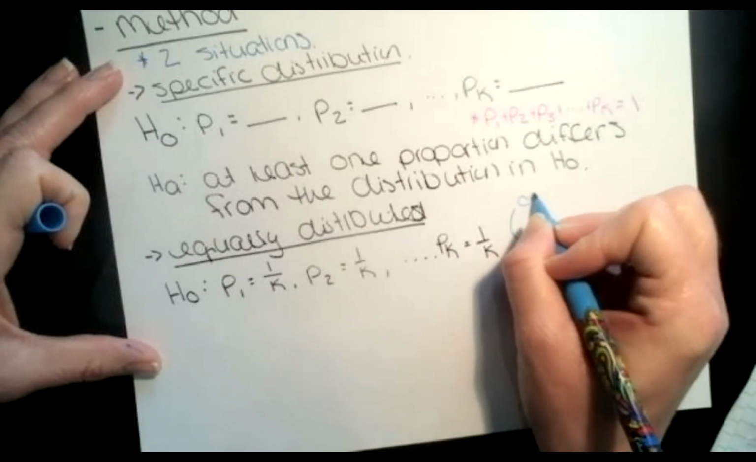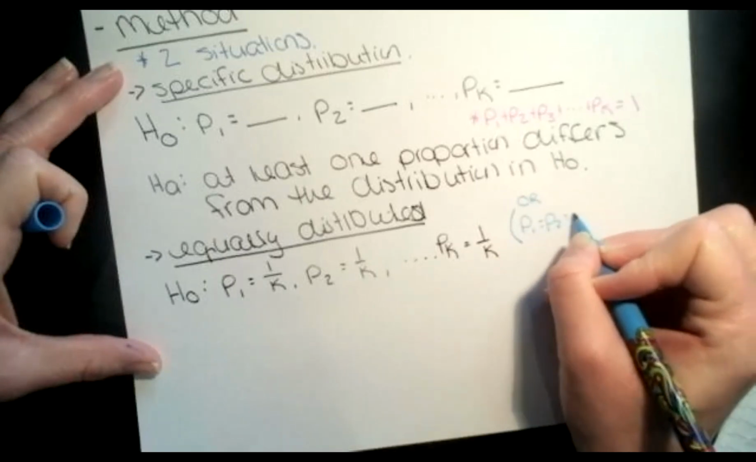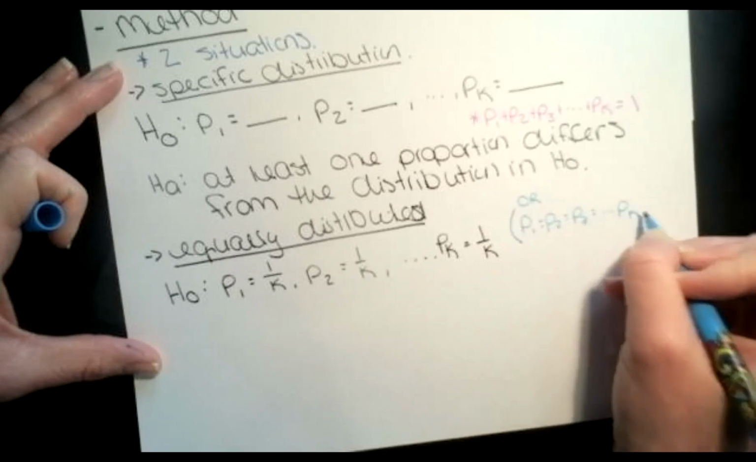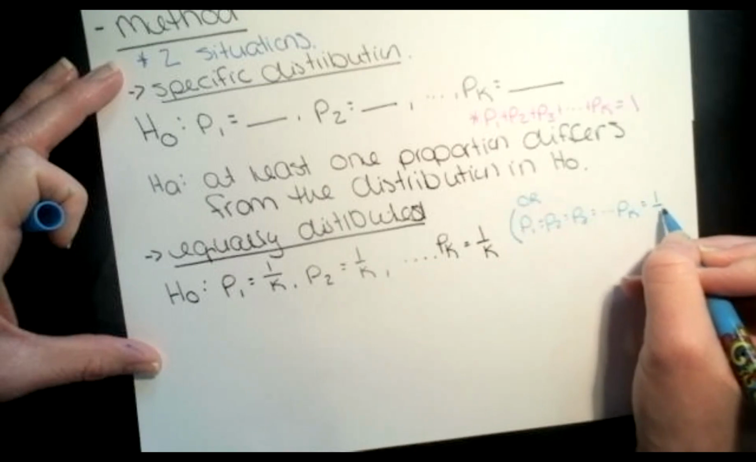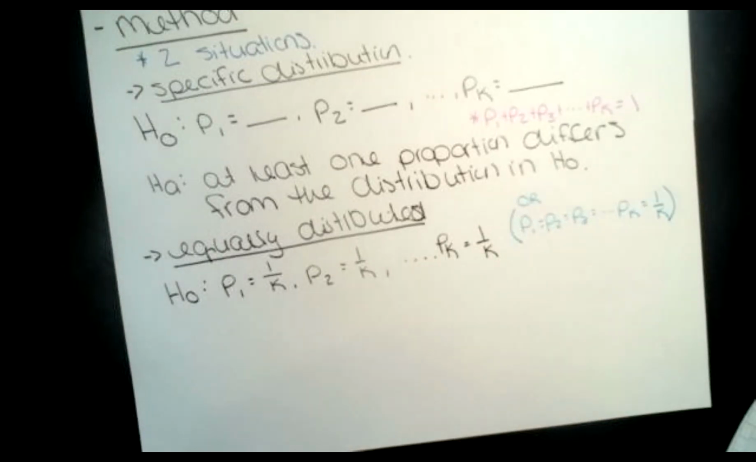Figure out how I want to write this. Or you can write P1 equals P2 equals P3 equals all the way up to PK, which equals 1 over K, because they all equal the same, 1 over K. So you can write it either way. Doesn't matter to me. It all means the same thing.